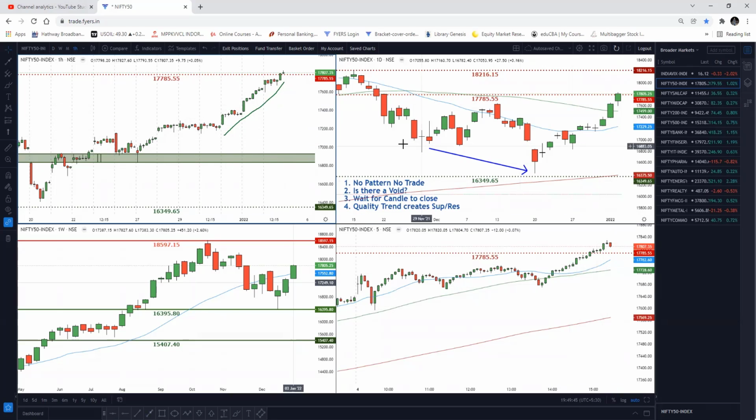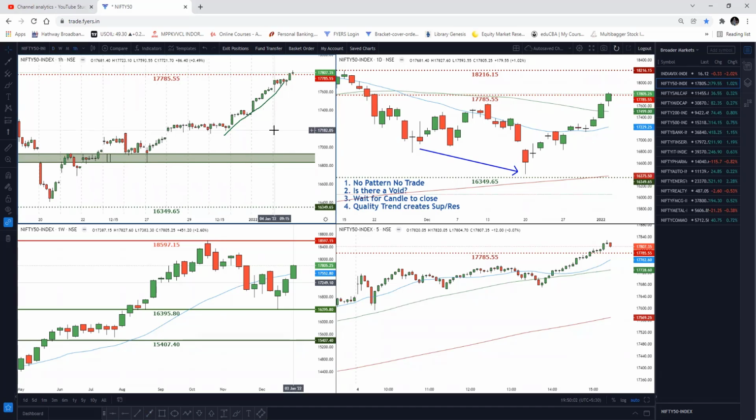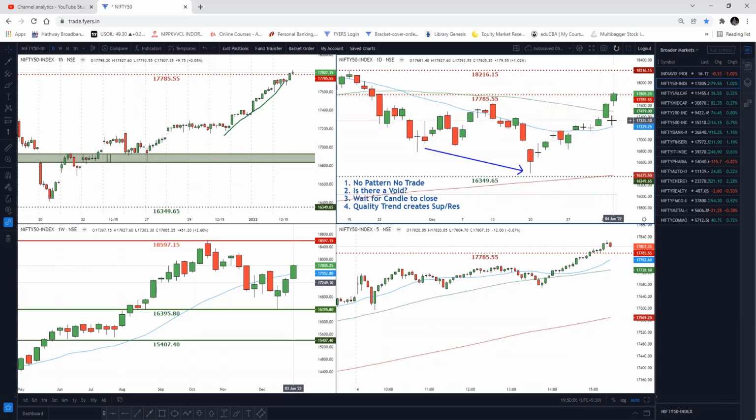So that suggests that in case, let's say, this resistance area starts its effect and prices turn from here, then probably it can fall more than what we have expected. However, that doesn't look like the case as of now, because it looks like markets are running in a very bullish movement. So let's just see what happens.